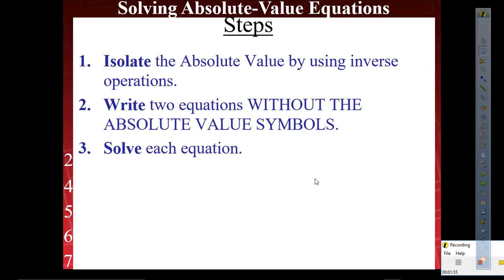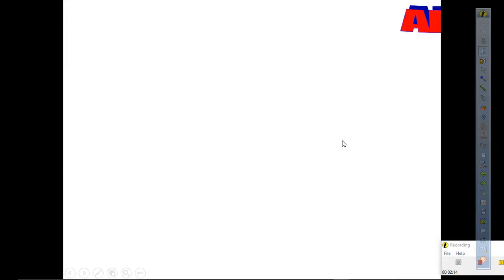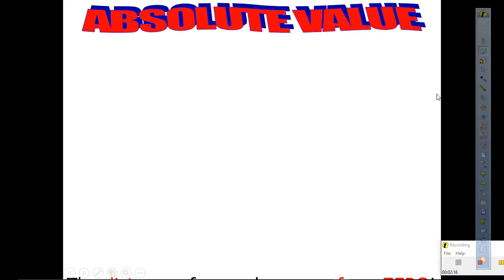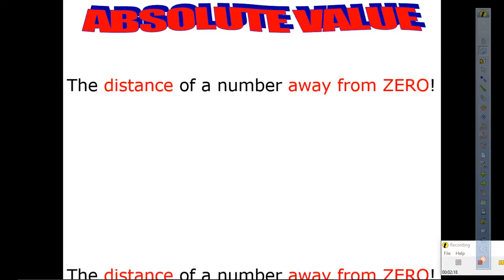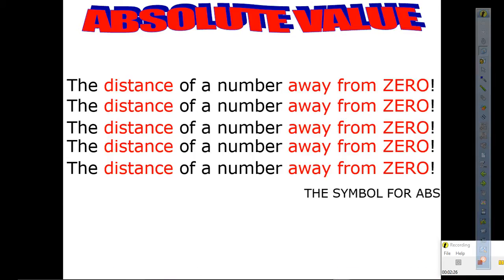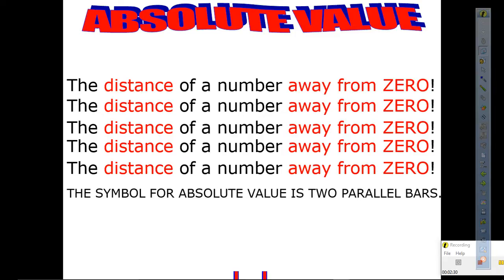Absolute values are the distance of a number away from 0. The distance of a number away from 0. The symbols that we use are these parallel bars. Now, why do we use those bars? Because it shows the distance from a number to 0. Everybody do that? A number to 0, so that you remember the two bars.